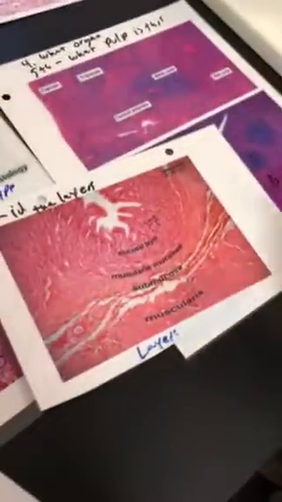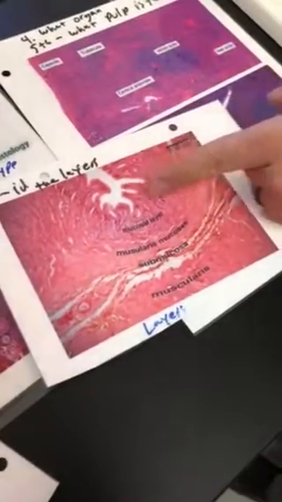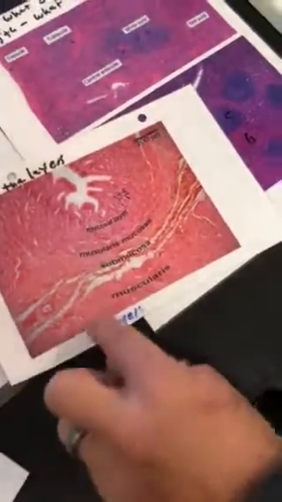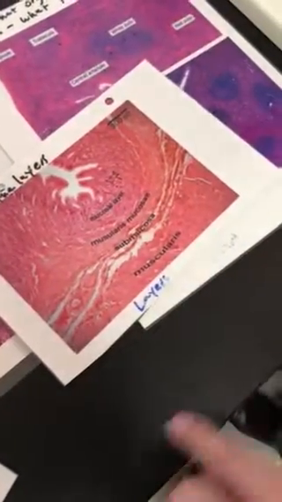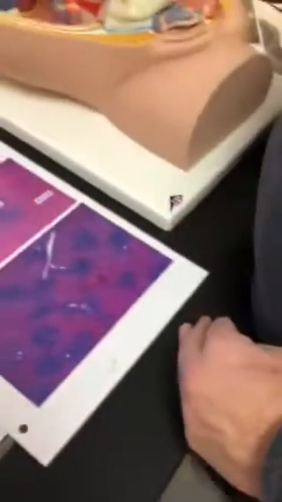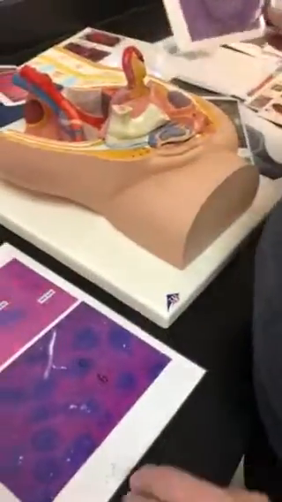This is an esophagus. We have a mucosal layer. Submucosal would be underneath the mucosal layer. Muscularis, and then the adventitia would be out here. Didn't these actually have the adventitia on it then? The one in the lab review guide does.